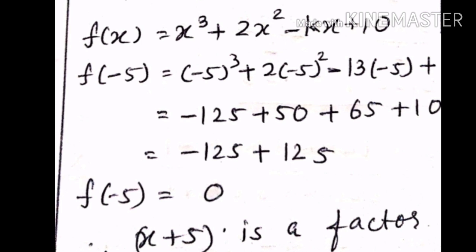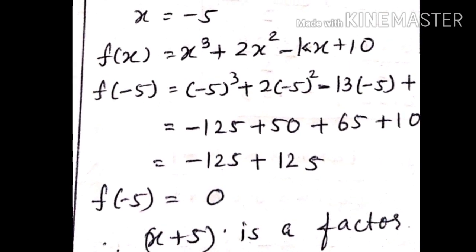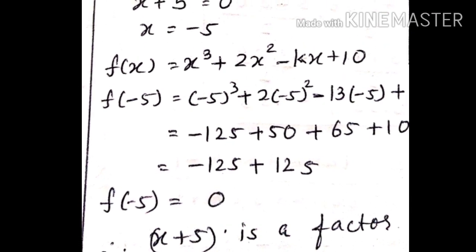Question number 6 is based on statistics. Here it is written that marks and number of students are given already, and you want to find the median and the number of students who scored more than 35% of marks. So students, for this you have to draw the cumulative frequency table, also known as ogive. You have to draw the table first and then draw the ogive accordingly, and find the median and the number of students who score more than 35%.